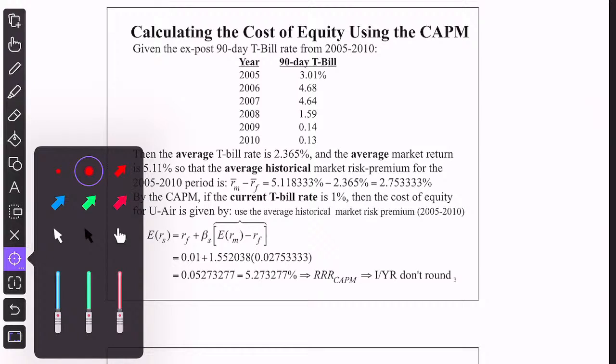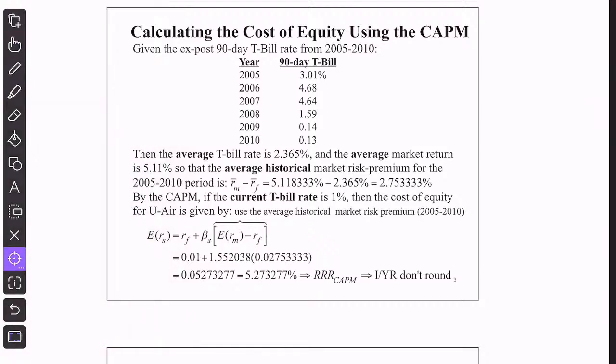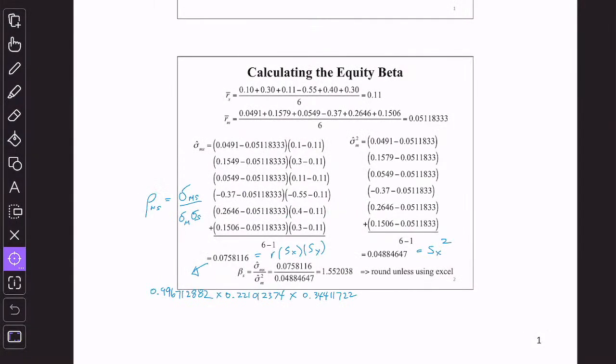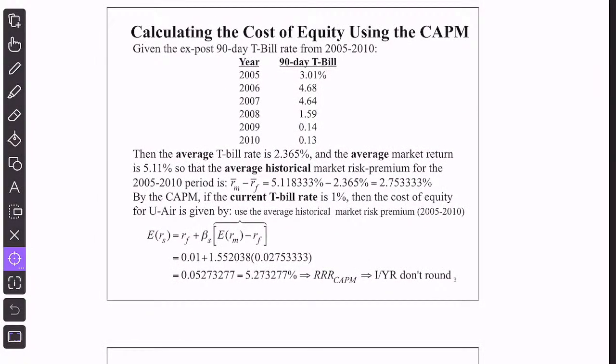So using information on the T-bill over the last several years, 6 years of data, the average T-bill rate is 2.635. How did I get that? You could put it in your calculator and ask for the arithmetic average. Remember when we look at market data, we just use the average. We assume a relatively or approximately normal distribution. And the average market return is 5.11%. And that comes from over here. So the average historical market risk premium, when you put those together, gives you this value.